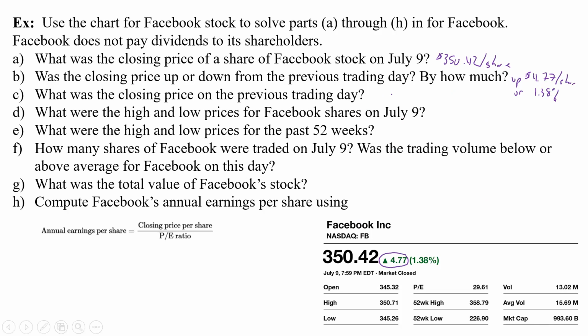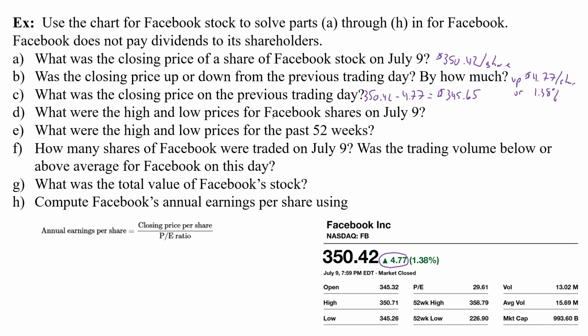Okay. Now, the next thing, what was the closing price on the previous trading day? Well, we'd take 350.42 minus the 4.77, and that would give us our value for the day before. So that was going to be 345.65. Okay, so that's going to be the closing price on the previous day because that's where it closed. It went up $4.77, and we're at the new price today, 350.42.